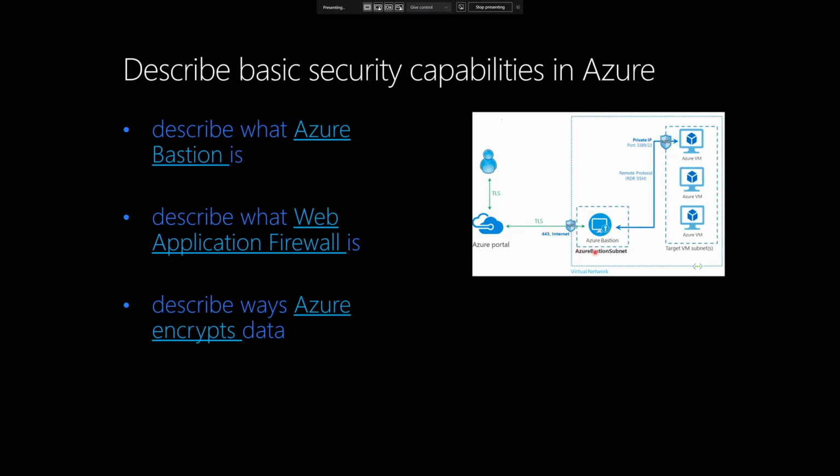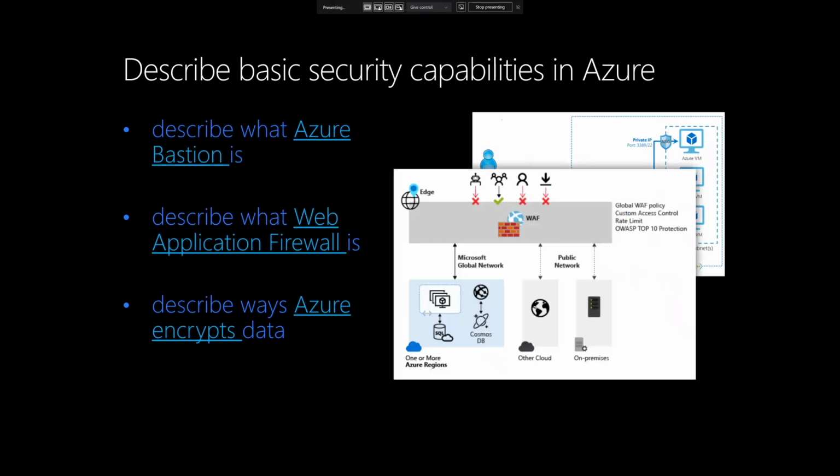So when you connect using Azure Bastion, what this allows is it allows you to avoid assigning public IP addresses to your Azure VMs. You don't have to put any agents on them. You don't have to have any special client software. The Azure Bastion service is what you use to connect to those machines.